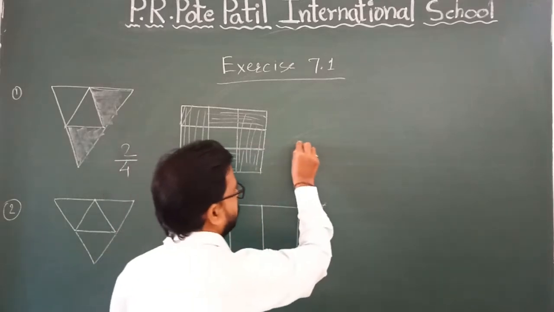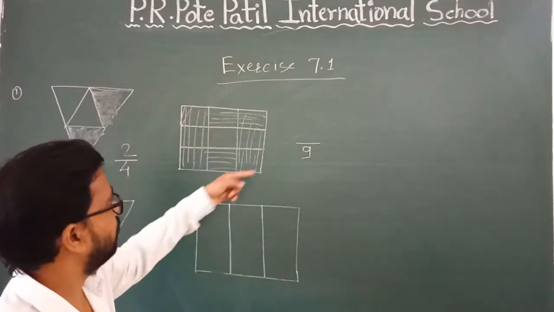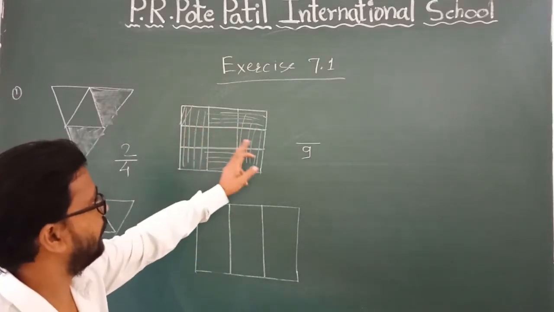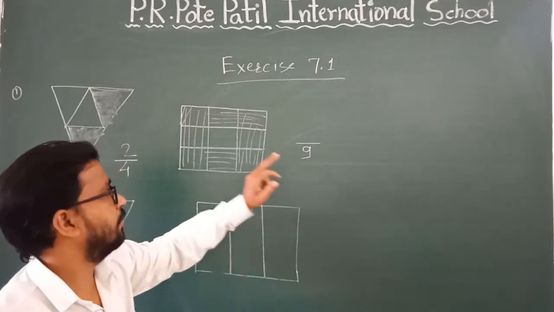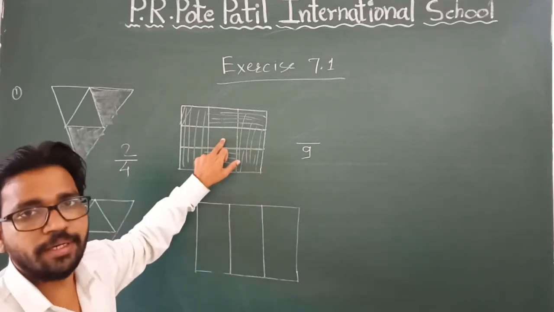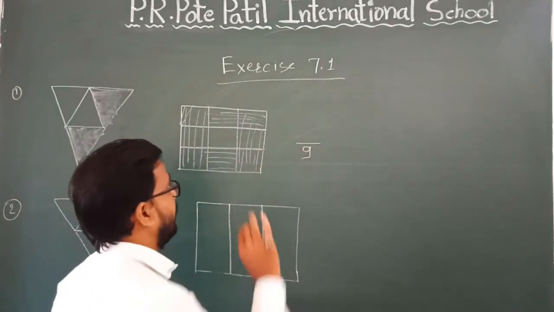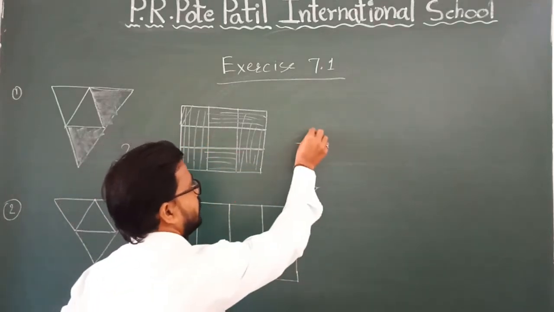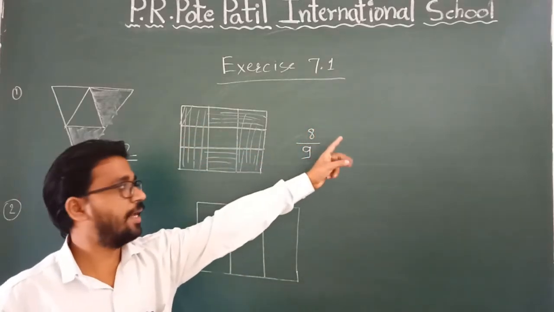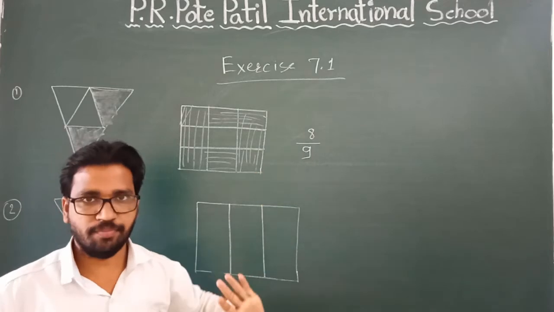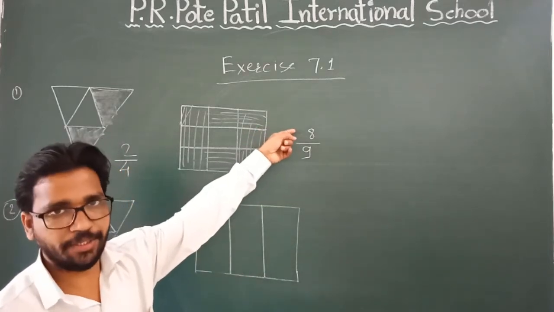So write down the fraction of that. Total equal parts are 9, so we write it at the denominator. No, sorry, 8 parts are shaded, and one part is remaining. So it is 8 by 9. 8 parts are shaded, that's why we write 8 here. From 9 equal parts, 8 parts are shaded.